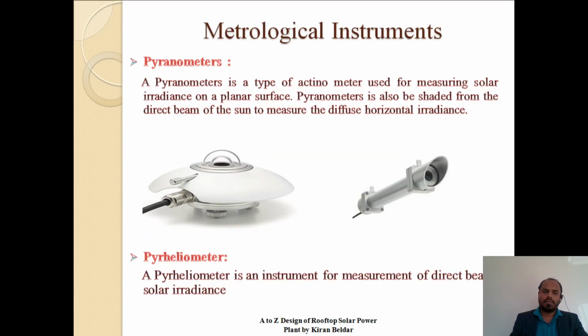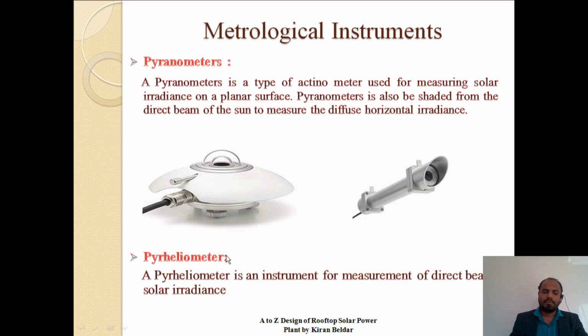First is a pyranometer. Basically, a pyranometer is a type of actinometer used for measuring the solar irradiance on a planar surface. A pyranometer can also be shaded from the direct beam of the sun to measure the diffuse horizontal irradiance. The pyranometer instrument is shown here. When we want to measure the diffuse horizontal irradiance at a solar site, we use the pyranometer instrument.